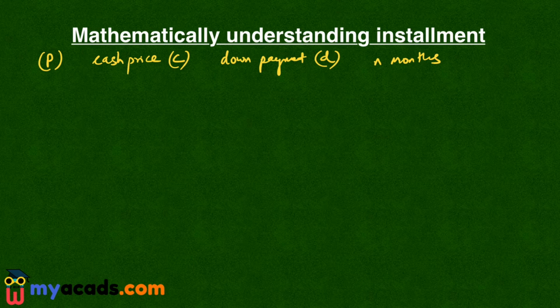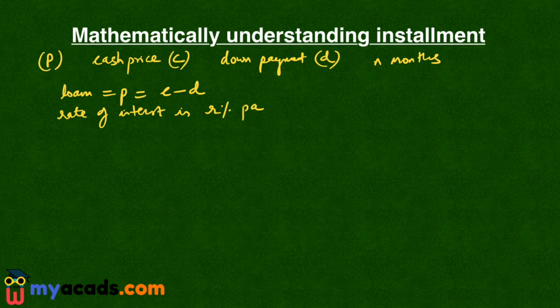Now it means that the person has taken a loan of C minus D from the shopkeeper. So the loan amount, that is principal P, is equal to C minus D. The person has taken a loan of C minus D and the rate of interest charged by the shopkeeper is R% per annum. Now this means that the person has to pay P plus the interest on P after n months. So it is equal to P plus P into R into n by 12 into 100.